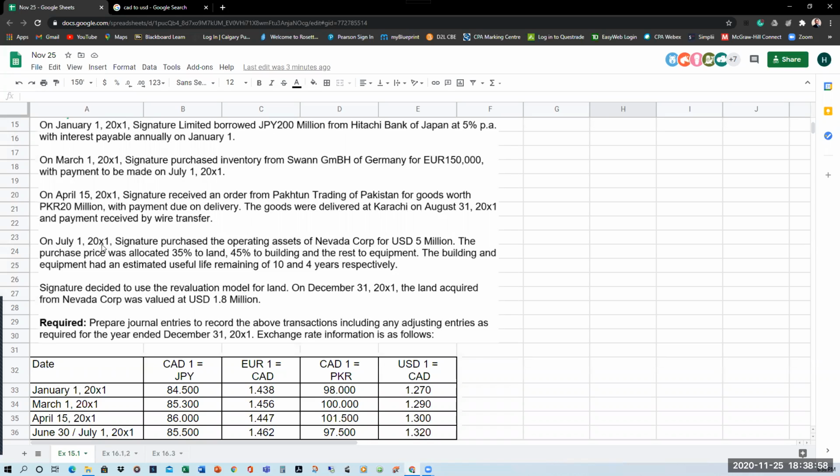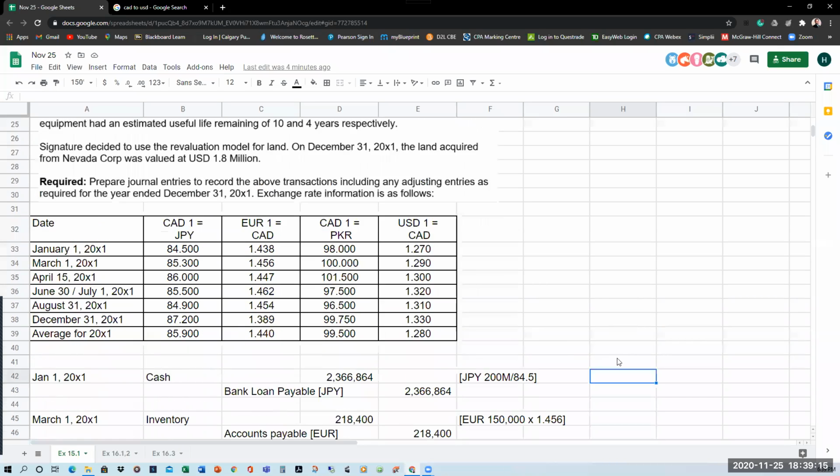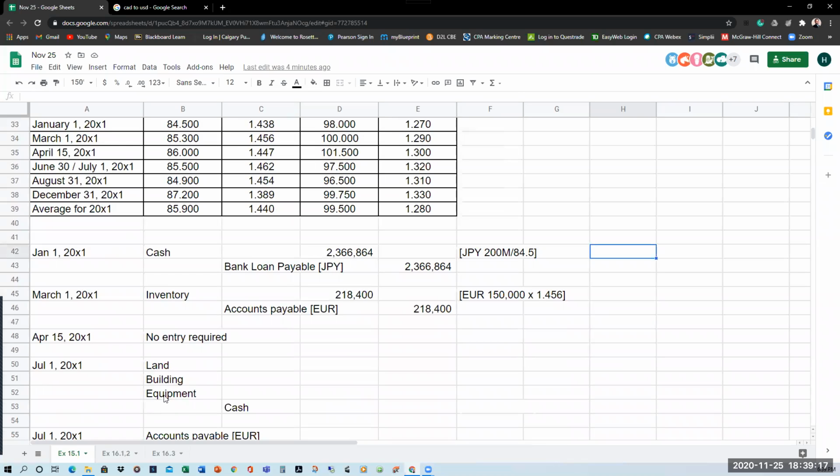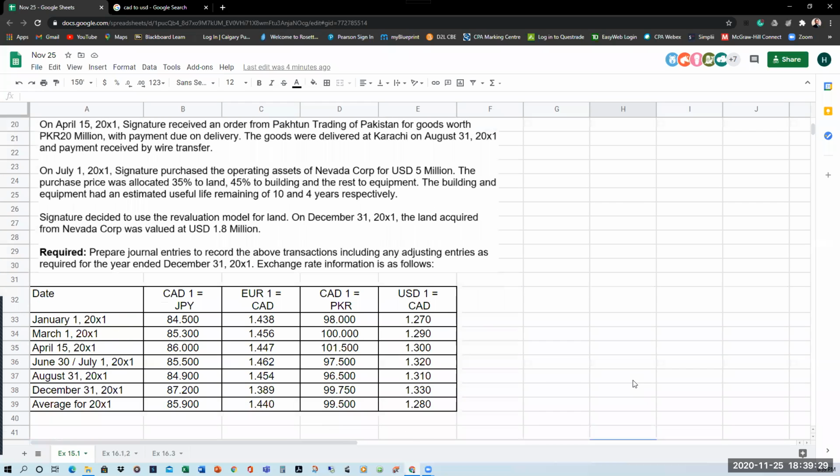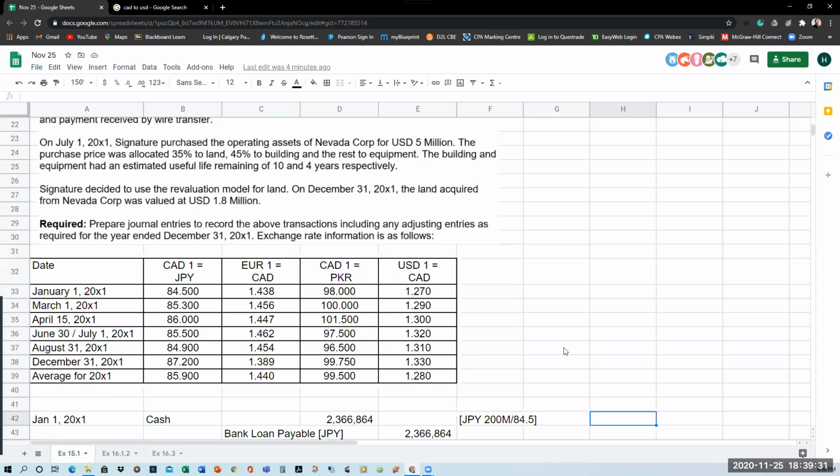Next, on July 1st, 2001, Signature purchased the operating assets of Nevada Corp for $5 million US. The purchase price was allocated to land 35%, building 45%, and the rest to equipment. So you're buying land, building, and equipment. So the journal entry itself should not be too complicated. Debit the land, debit the building, debit the equipment, and there was no indication as to how it was being settled. So I'm thinking maybe cash was paid.